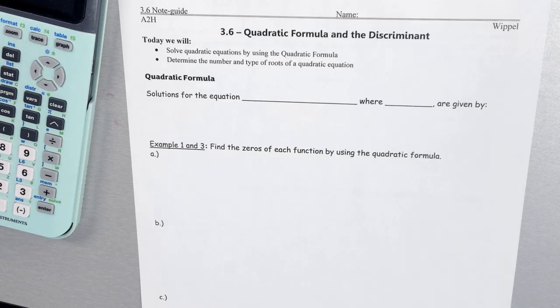Okay, so 3/6 is the quadratic formula and the discriminant. Whenever we can, we're going to try to do things without our calculator, but we are going to work with some larger numbers today. So for those cases, we are going to use our calculator. So if you want to have that out for the bigger numbers, you may.